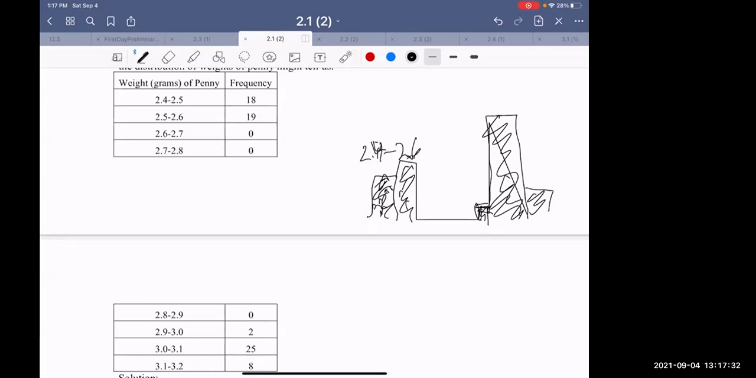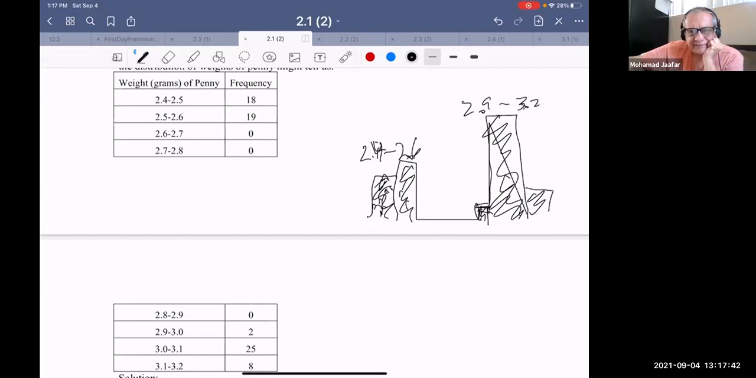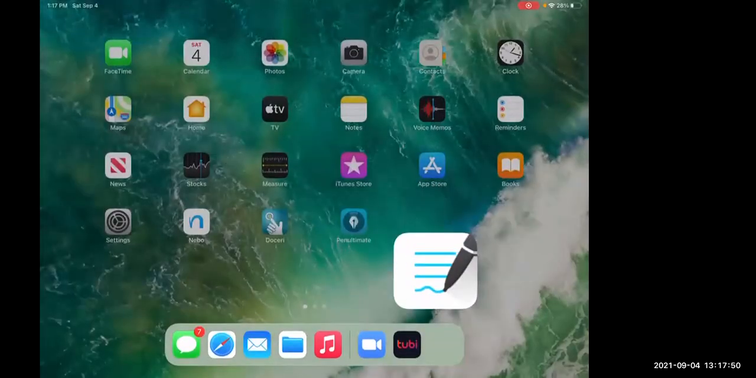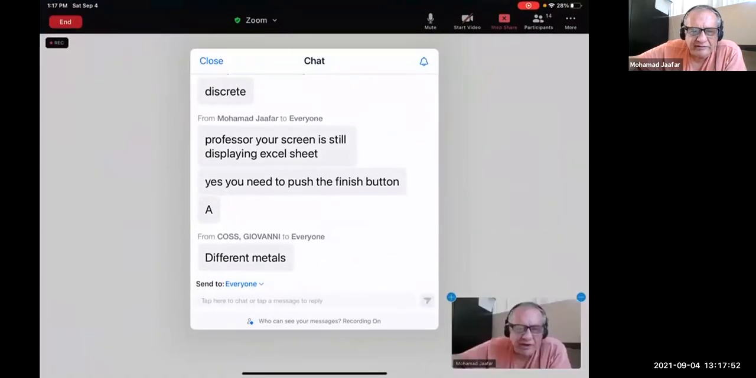Whole bunch of other pennies weighing between 2.9 to 3.2. They sound as if they have been split from one coin in half. So one gain and one lose.